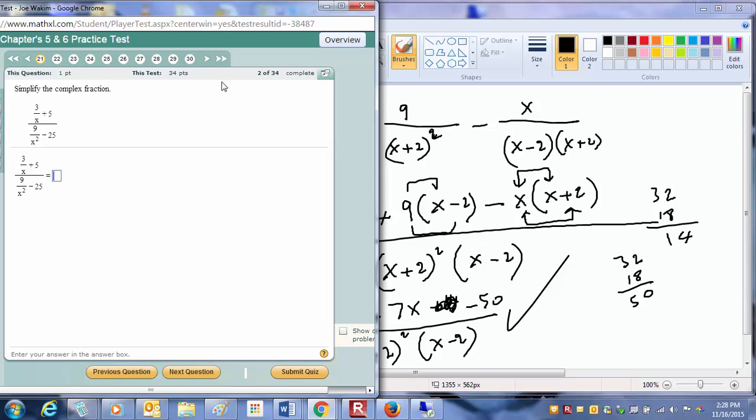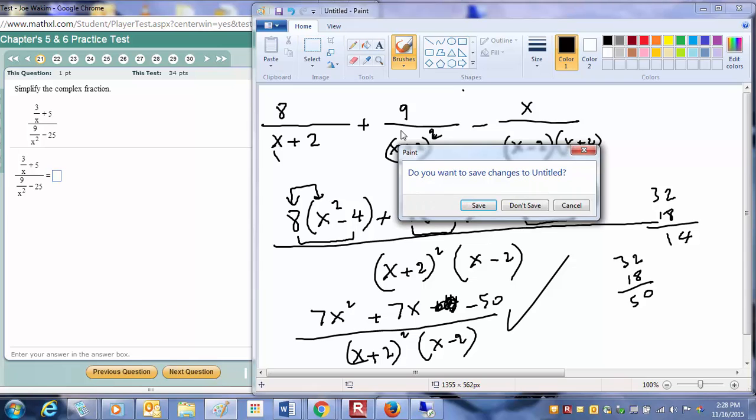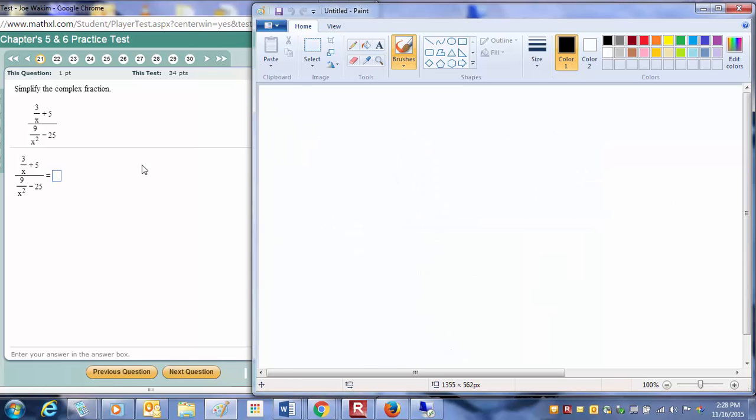All right, let's try number 21. This is where we have a complex fraction, and the best way to simplify this complex fraction is multiplying the numerator and denominator by the lowest common denominator. Between x squared and x, the lowest common denominator is x squared. Let's multiply the top by x squared and the bottom by x squared.